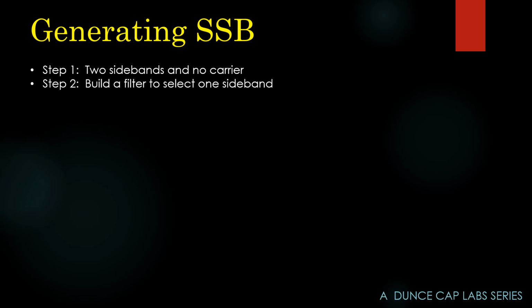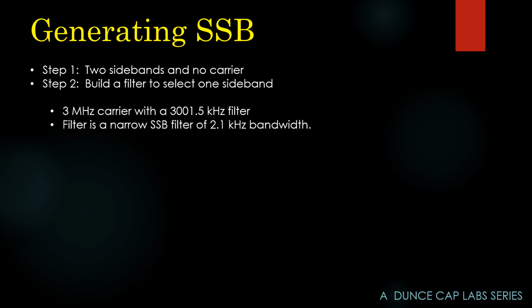So step 1, we created 2 sidebands with no carrier. In step 2, we had to build a filter to select one sideband. We did this with a 3 megahertz carrier and a filter centered 1.5 kilohertz higher. This filter passes 2.1 kilohertz of bandwidth.